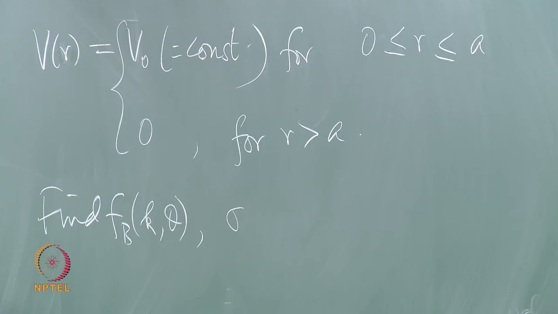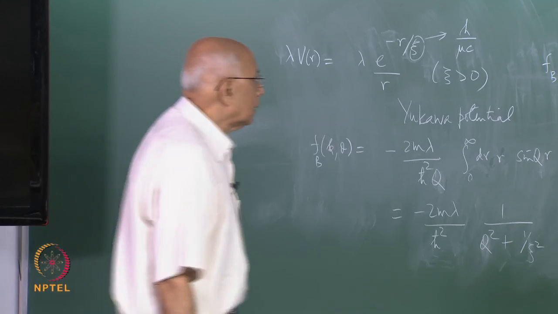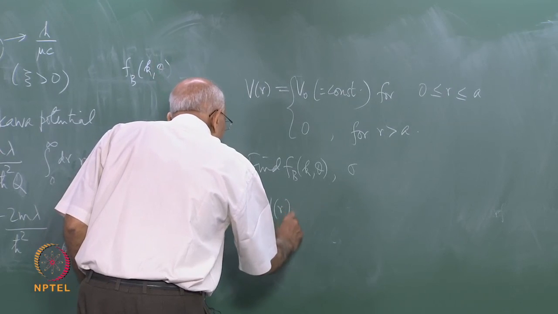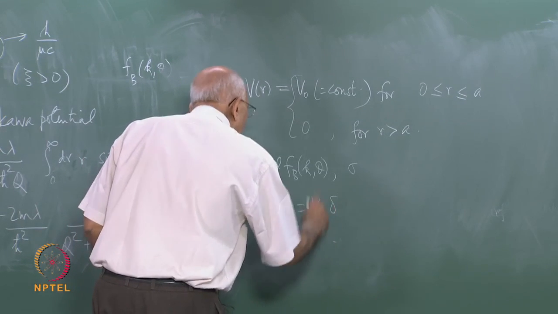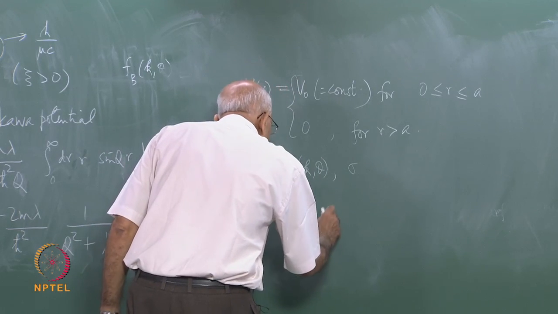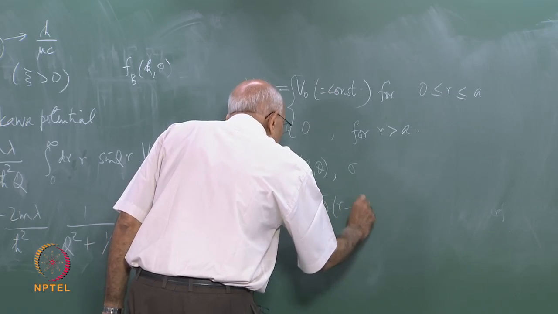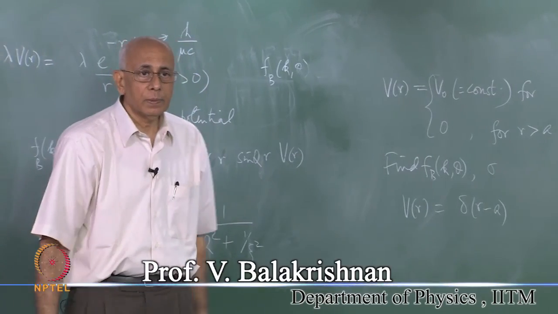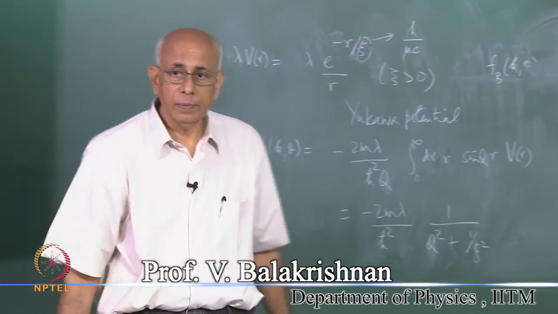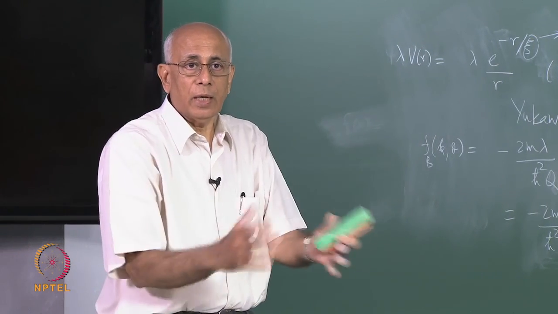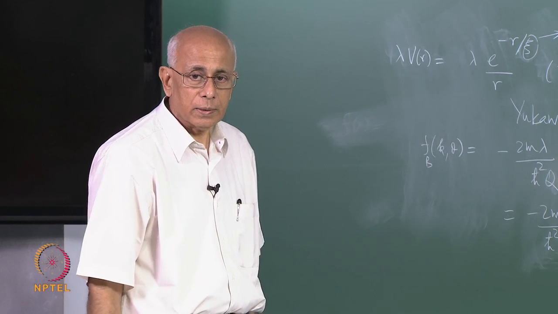So this is like saying that I have a potential barrier and I scatter off this barrier. And also do this for V of r equal to some constant V naught, we do not need that constant here actually, because we can absorb it in lambda, times delta of r minus a, a delta function at some value a and nowhere else, just a spherical shell, and you find out what the scattering cross section is.